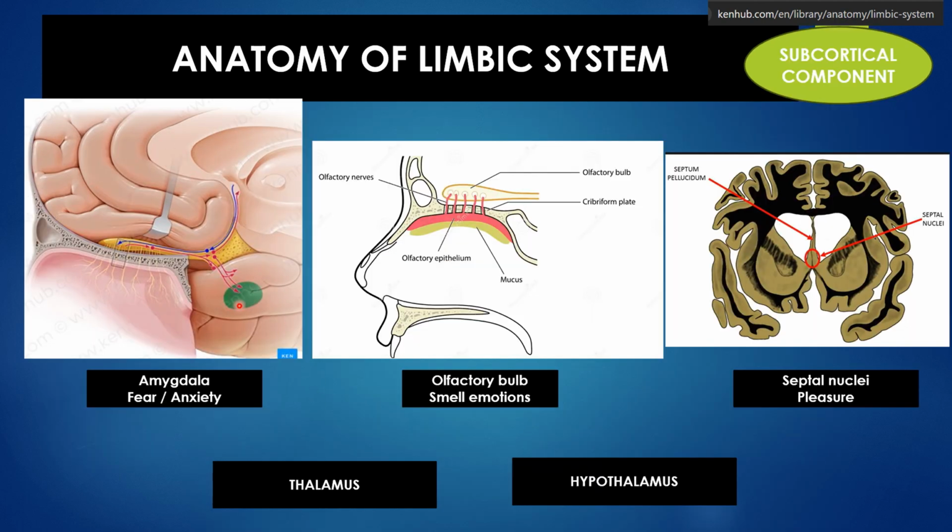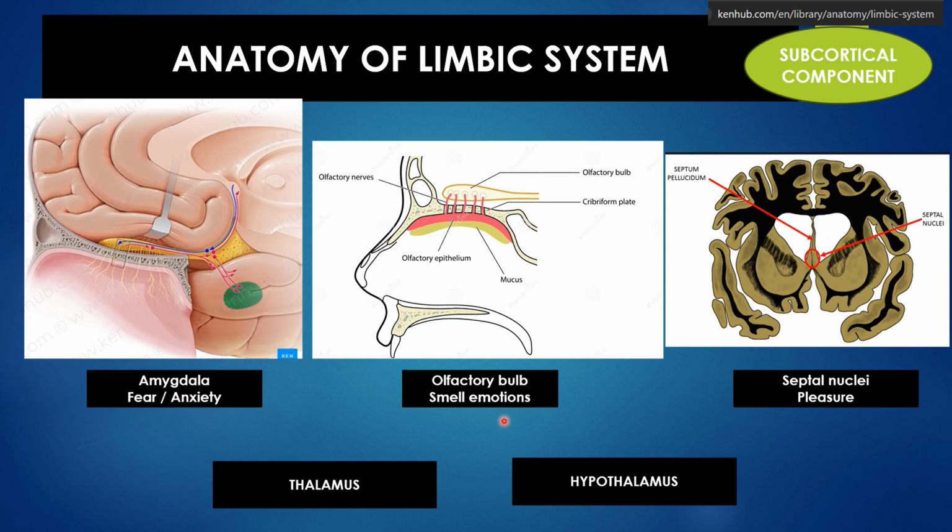Next we have the subcortical component. Subcortical component basically has five components in it. The thalamus, the hypothalamus, amygdala, olfactory bulb, and septal nuclei. Amygdala is the center of the uncus. Amygdala and the uncus, if you see, this entire part would be the uncus. The center part of it, the amygdala, is considered to be the home of the uncus. That is amygdala, which deals with fear and anxiety.